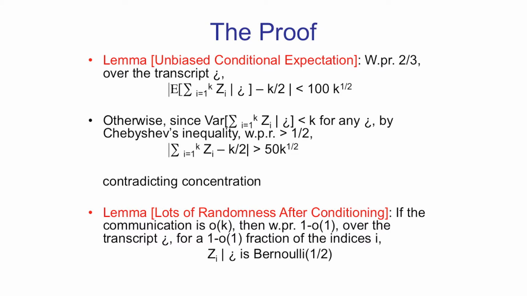Okay? Do these two lemmas make sense? Because the next slide will complete the proof. What we're going to do is fix a typical transcript, meaning one for which the expectation of the sum of the bits is still about k/2, and one for which most of the bits conditioned on the transcript are still independent fair coin tosses.